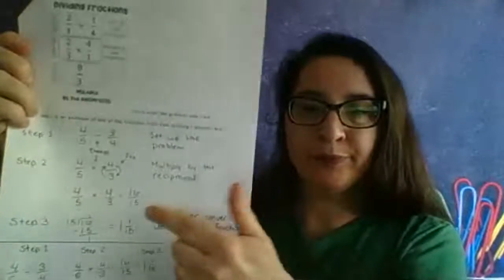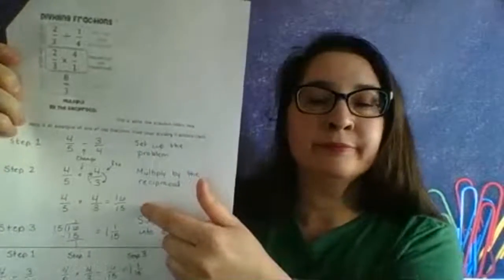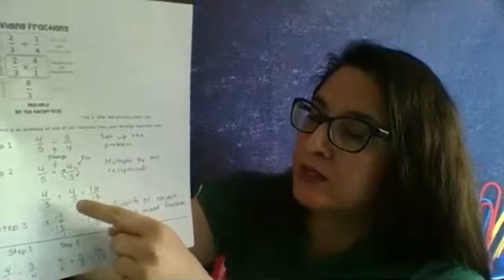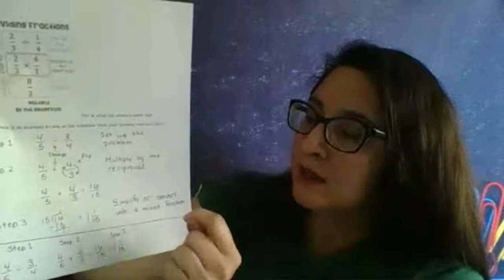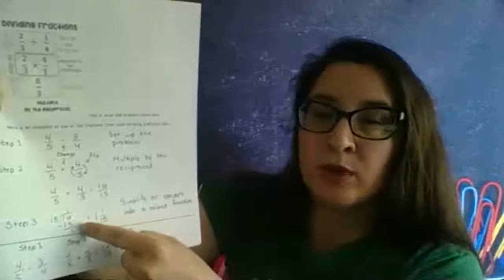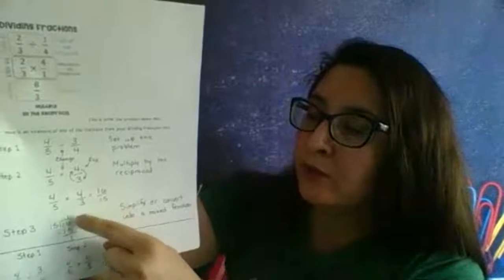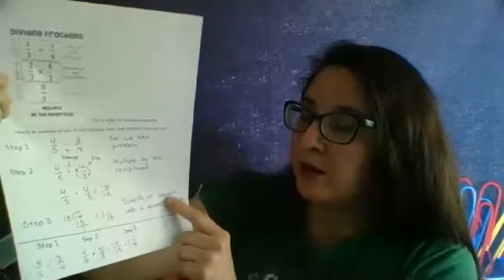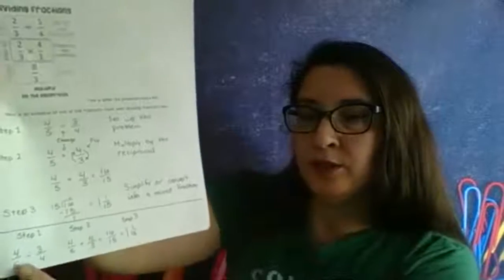Can we leave it like that? 16 over 15? You're going to have to convert it into a mixed fraction because your top number is bigger than your bottom number. So we're going to do that in step 3. 15 goes into 16 once, 1 times 15 is 15. We're going to subtract. We get 1, so we have 1 whole. So 1 and 1/15. And then here's your steps down here. Now that was for the first one.